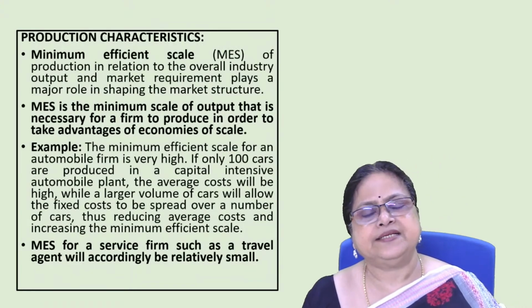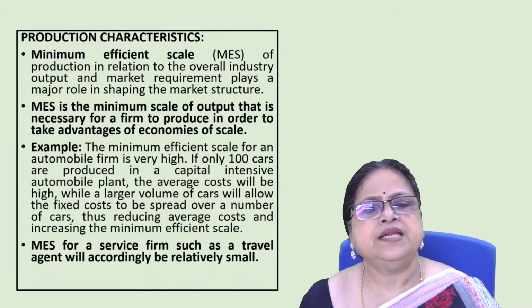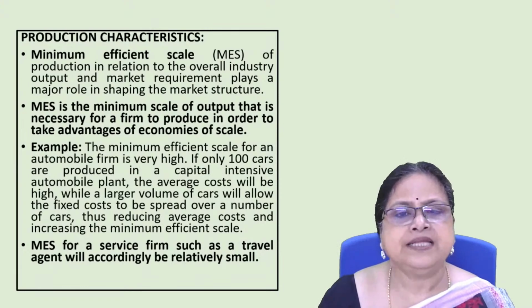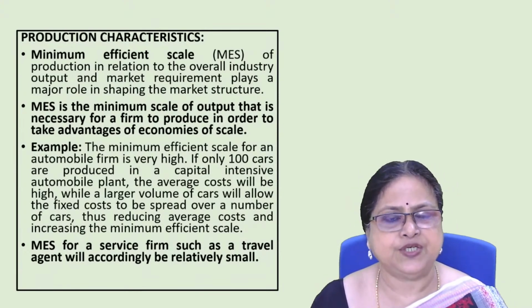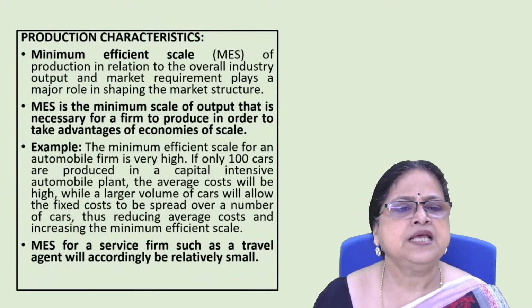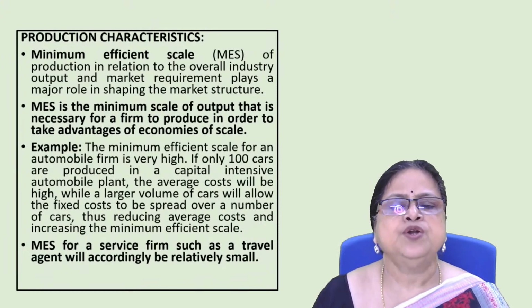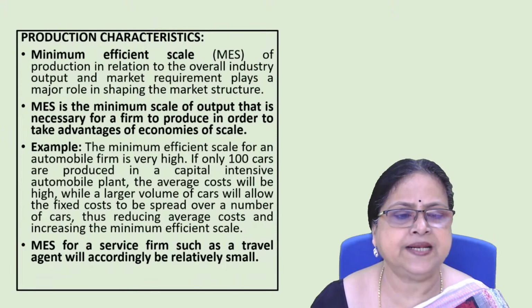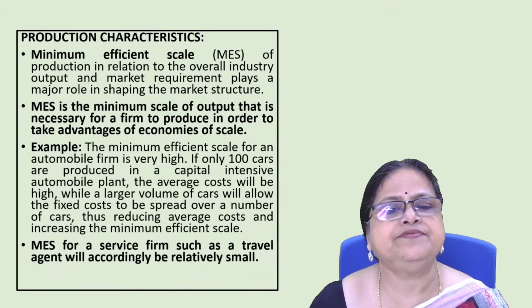Now, production characteristics, that is, the minimum efficient scale of production in relation to the overall industry output and market requirement, that is MES, play a major role in shaping the market structure. MES is the minimum scale of output that is necessary for a firm to produce in order to take advantage of economies of scale. For example, the minimum efficient scale for an automobile firm is very high.